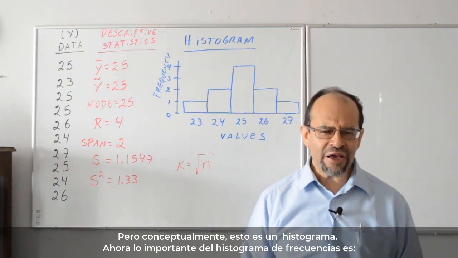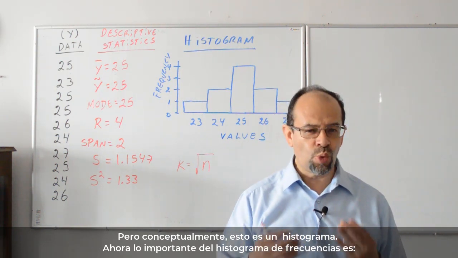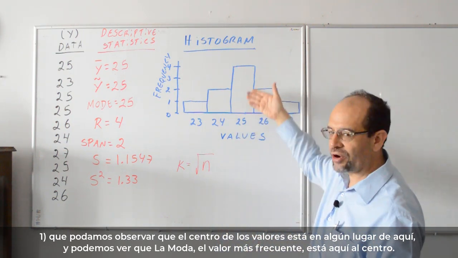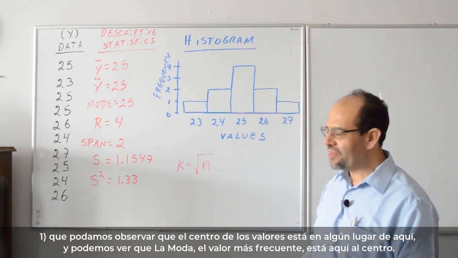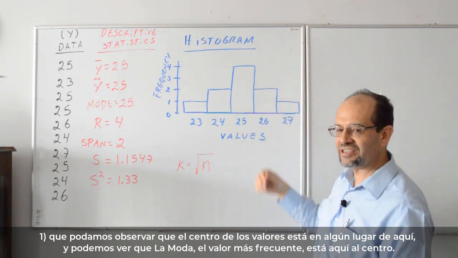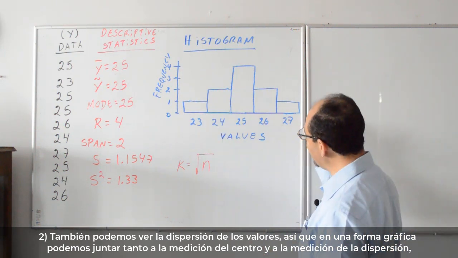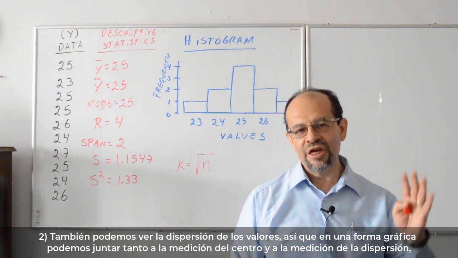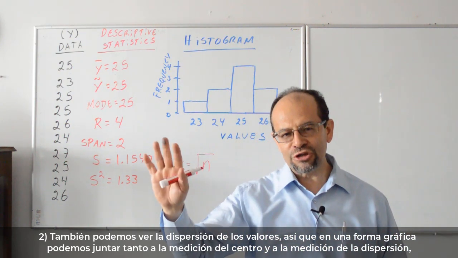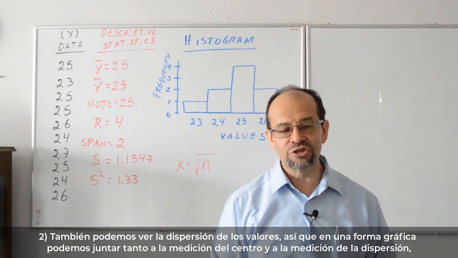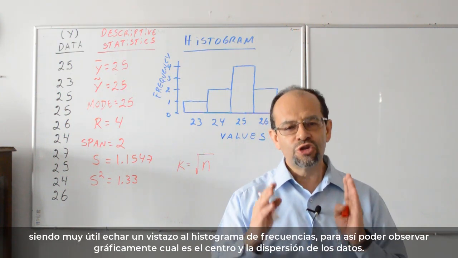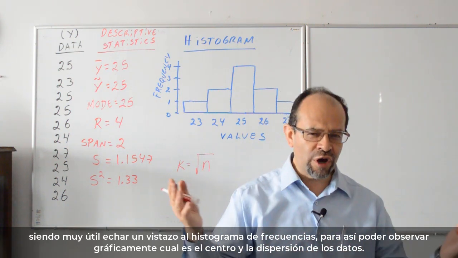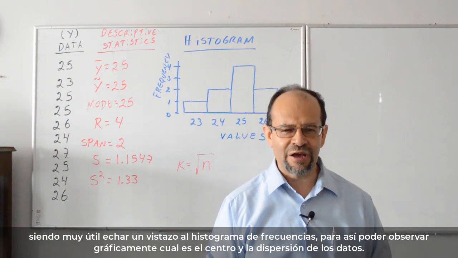Now, the important thing of the histogram of frequencies is, one, that we can observe that the center of the values is somewhere here. We can see that the mode, the most frequent value, is here at the center. And also we can see the spread of the values. So in a graphical way, we can put together both the measurements for the center and the measurements for the spread. So it's very useful to take a look at the histogram of frequencies, so we can observe where is the mean and where is the spread of the values in a graphical way.